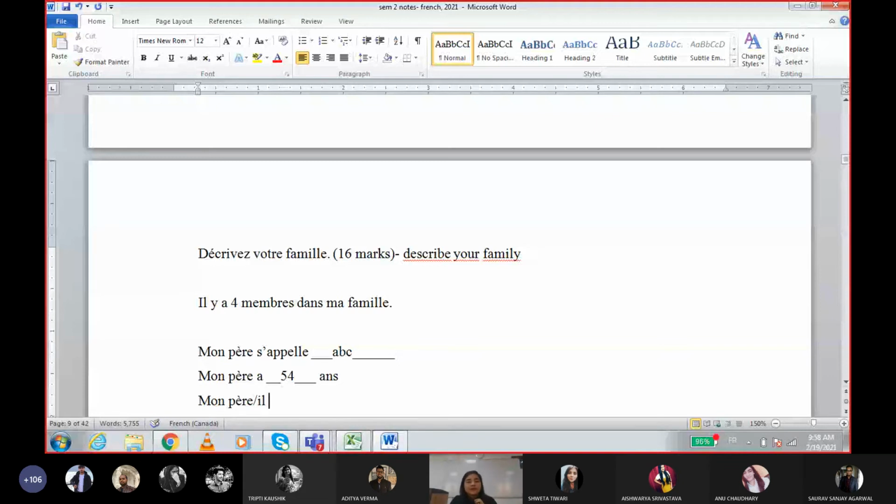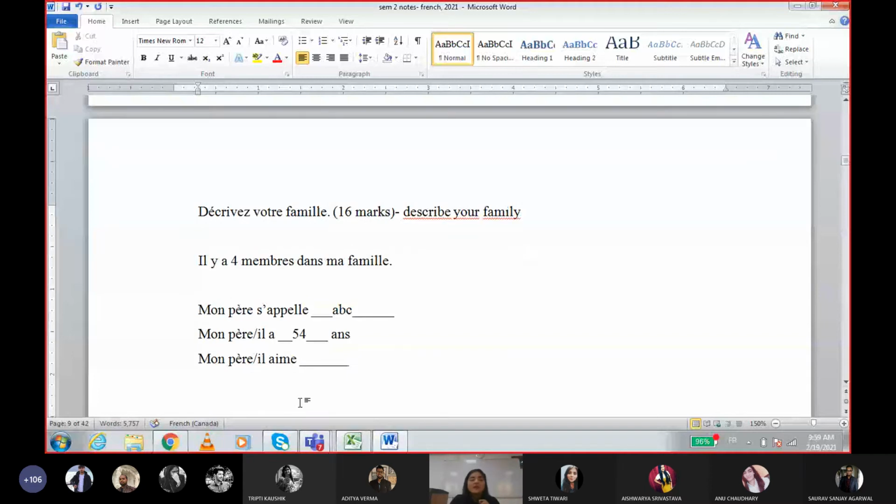Now, the third line to write about is mon père, or here you can use il. You don't need to write my father every time. Once you have written my father in one sentence, after that simply il. Il means he. Then m, a very important verb which comes from aimer, to like. So he likes, dash. Now what is this dash? Just as you learned in your own introduction, where you mentioned I like chocolates, I like ice creams, I like books, I like watching television, any one activity from there you can mention here.